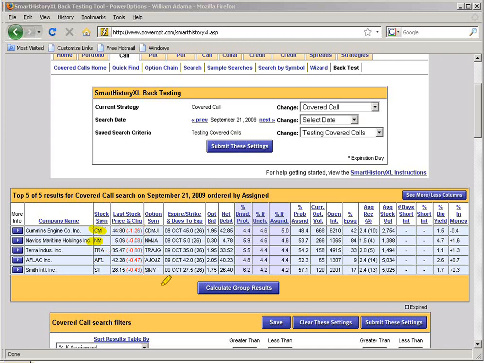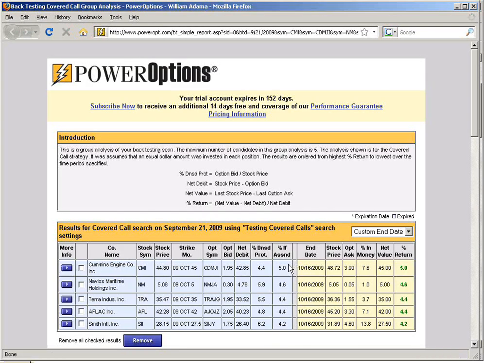This was a pretty down day, but remember we know what's going to happen to October, right? We know the stock's going to be at 48.74 because we just saw that using the option chain. But now we have Terra Industries and Aflac in here as well. So again, let's do our little calculate group results. These are the 5 covered calls that matched our criteria. Let's go ahead and run that.